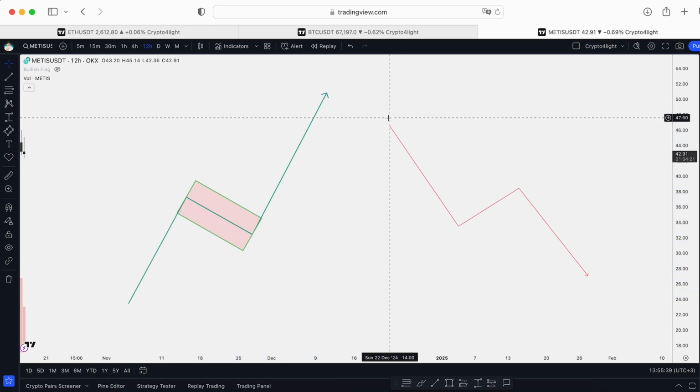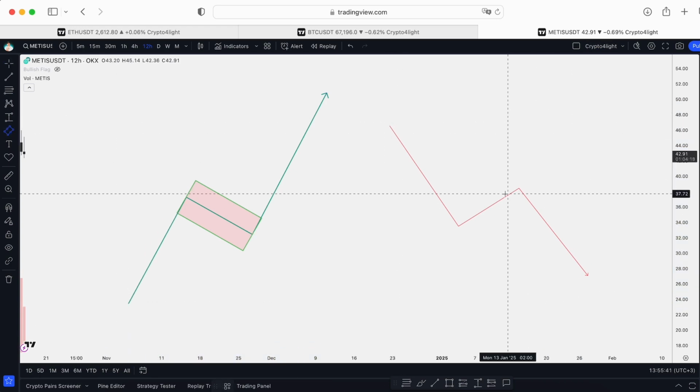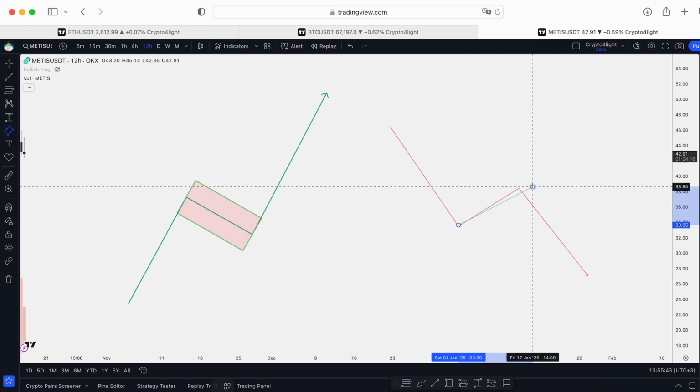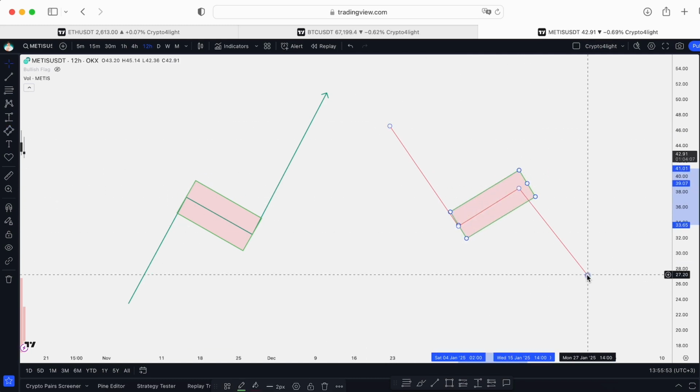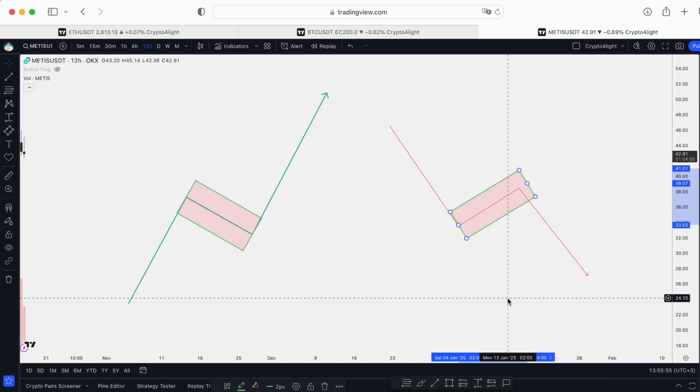The same story with the bear flag, but it's going down. So technically, it looks like this one. Impulse, flag, and continuation of the trend. So yes, basically, both of these patterns are trend continuation patterns.